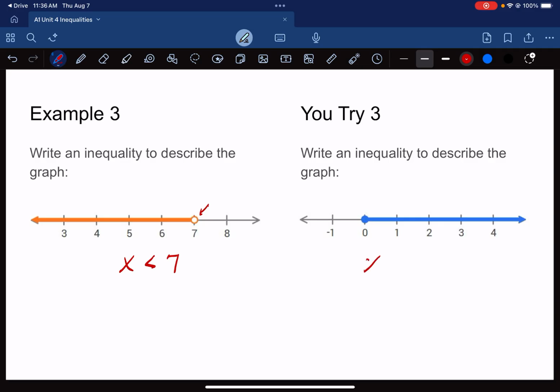Okay. Hopefully you put your x and your 0 down. They have shaded values to the right that are larger, so that's greater than, and there's a filled in dot, so it's also equal to.